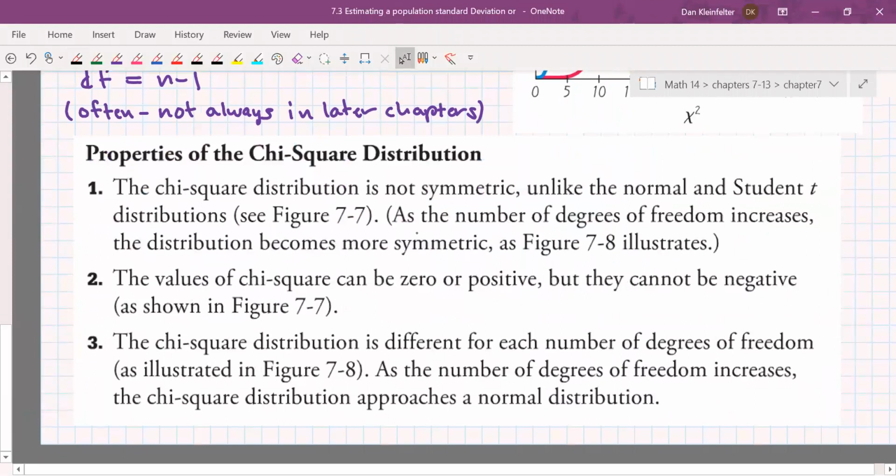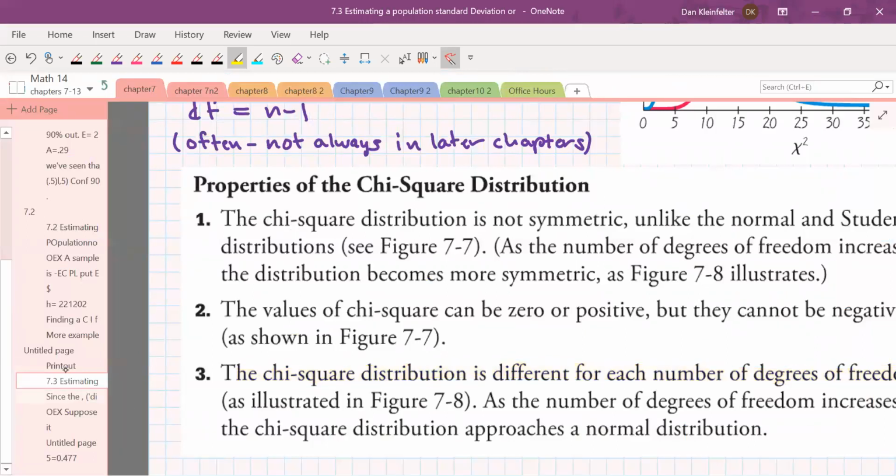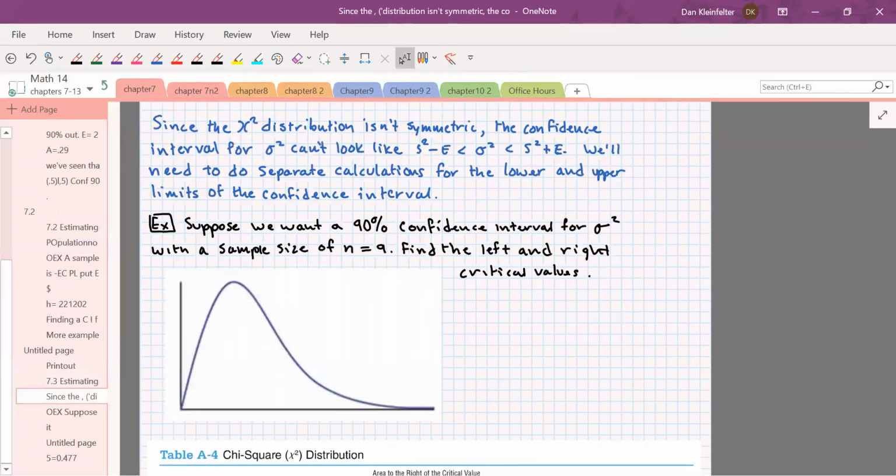So this we'd mentioned already, the chi-square distribution is not symmetric, and as the number of degrees of freedom increases, the distribution does become more symmetric. The values of chi-square can be 0 or positive, but are never negative. And the shape of the distribution is different for each number of degrees of freedom. So that's the basics. And what's next, we need to take a look at how to read the table.